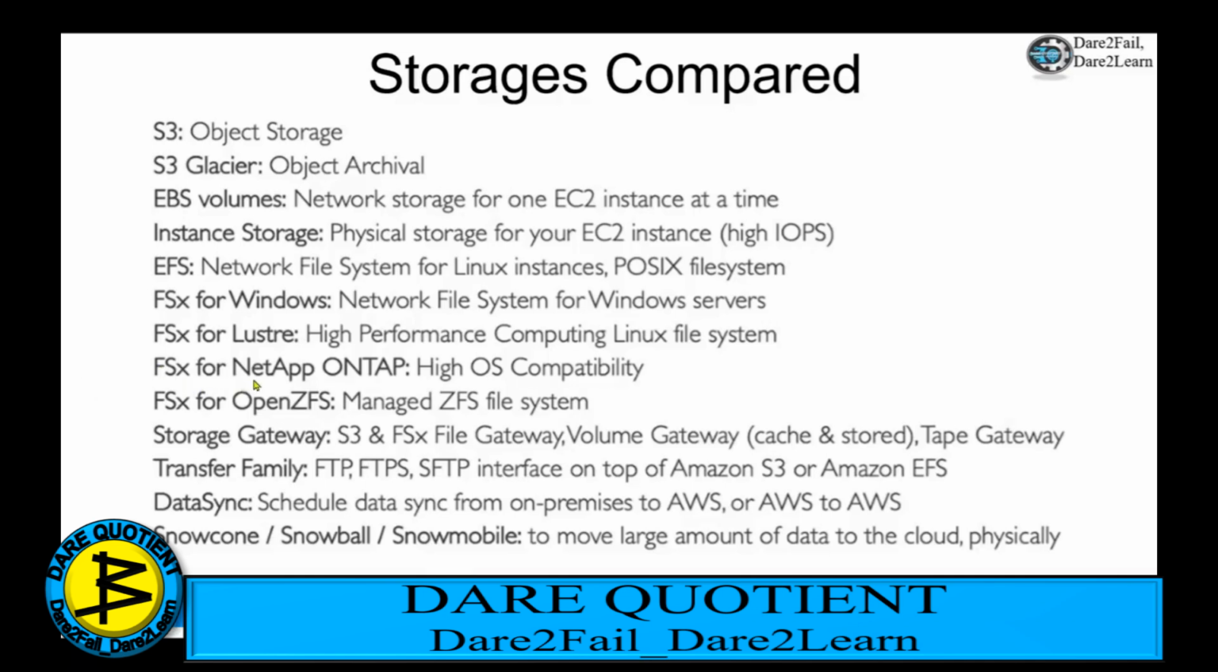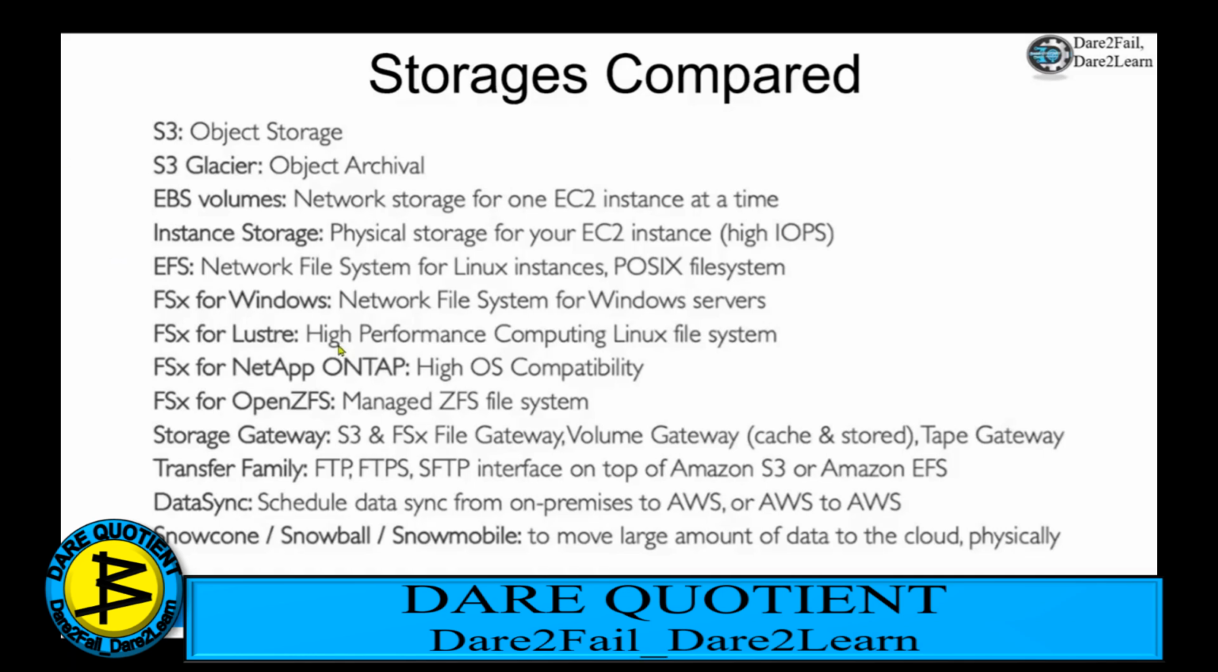And we have the one for NetApp, FSx for NetApp ONTAP, that is used for high operating system compatibilities. And that is used to move workloads you already have running on the NetApp system or platform onto AWS. And next we have the FSx for OpenZFS. That is used for managed ZFS file systems. And that is used when you want to move workloads already running on the ZFS system onto AWS.